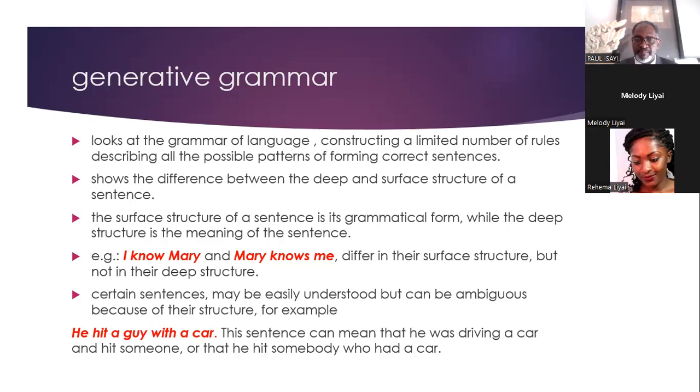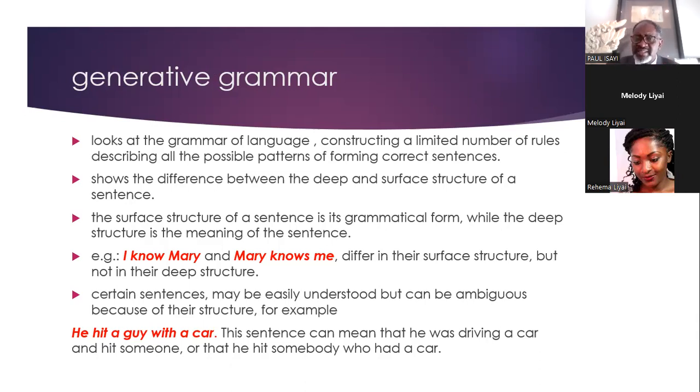He hit a guy with a car. This sentence can mean that he was driving a car and hit someone, or that he hit somebody who had a car. See that? He hit a guy with a car. That means a car was used as an instrument of hitting. But in the other meaning, it shows that the person who was hit was the one who had a car.